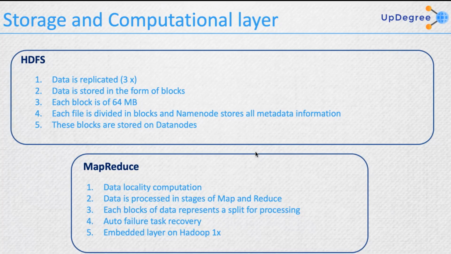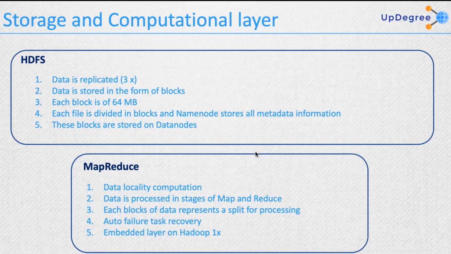The name node stores all the metadata information. When you store data and it gets stored on your data nodes, the name node is the one which has all the metadata information: this is the file, which data node the blocks of the file are stored on, how many times the data is replicated, and where it is replicated. All this information is contained at the name node. These blocks are stored on data nodes.